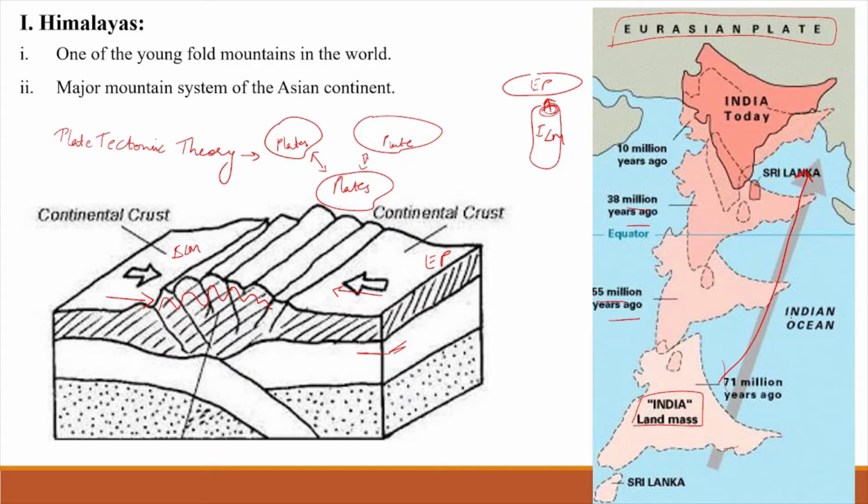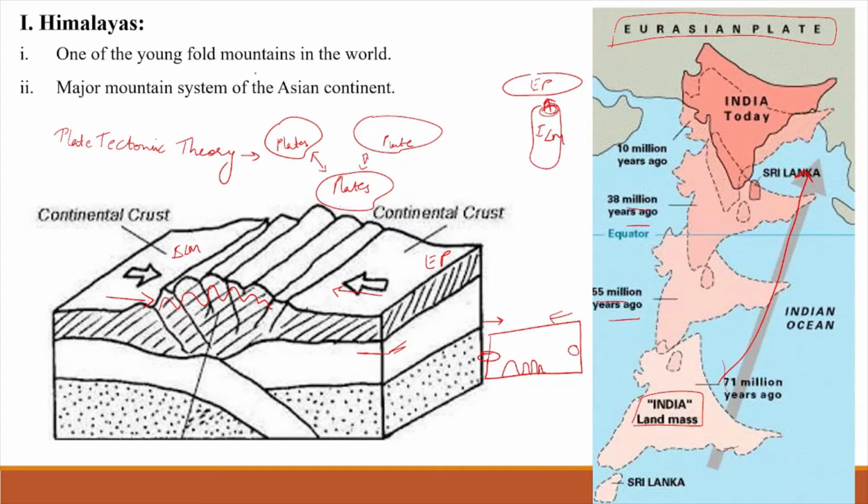Now, for example, if you want to understand this in a better way, take a paper on a flat surface. Put both your hands on both the ends of this paper, and push your hands towards each other. When you do that, you will find folds or different creases forming in the center of the paper. This is exactly how the Himalayas were formed.